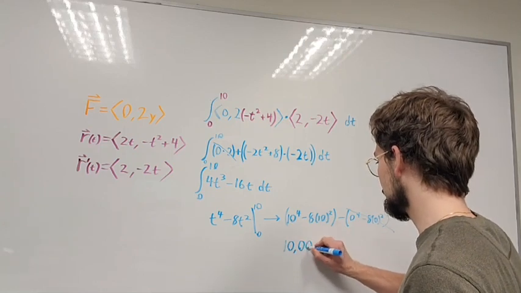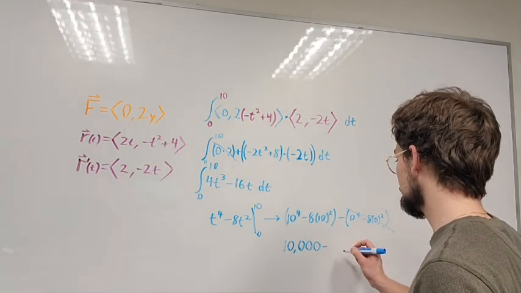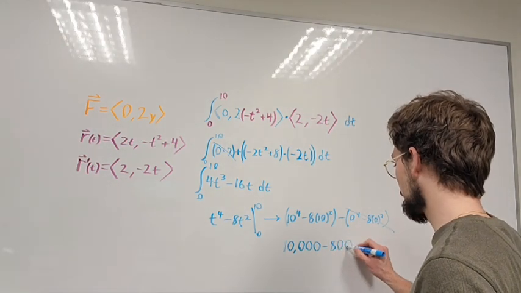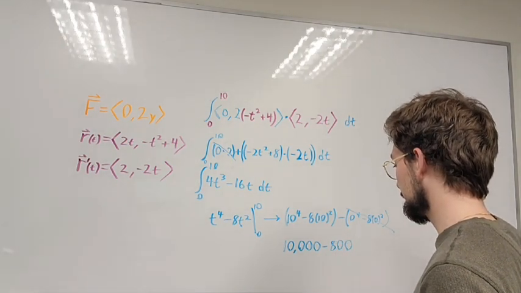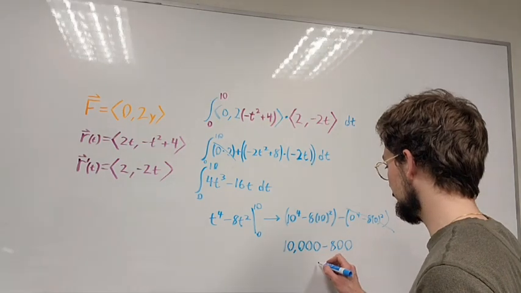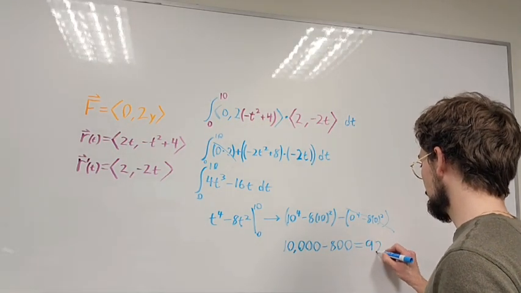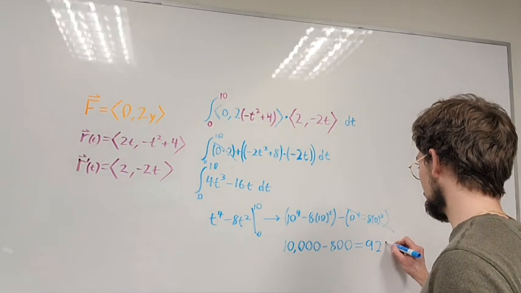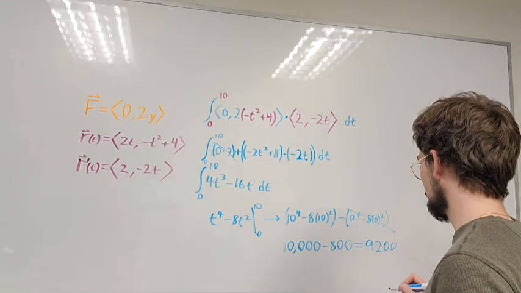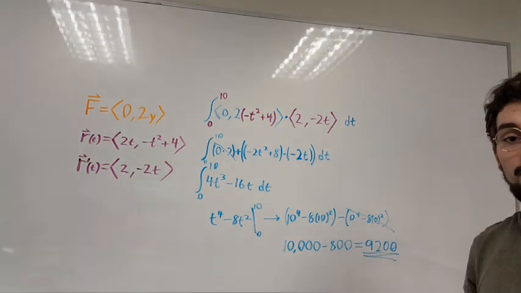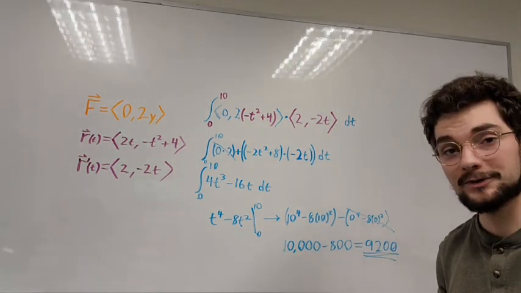So we just have this, which is 10,000 minus 800, and then that's going to end up being 9,200. There we go. There's our line integral.